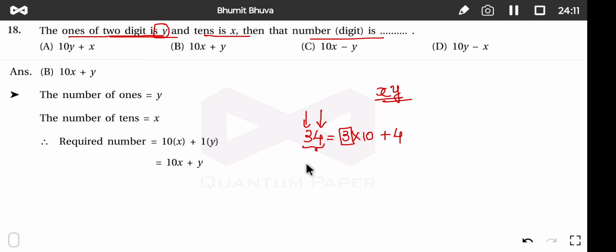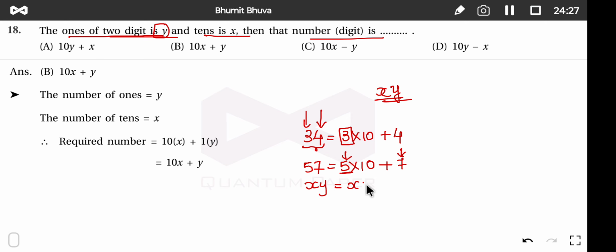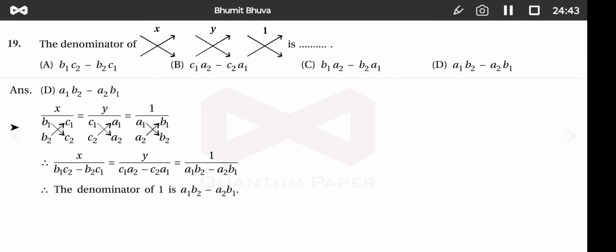So any two digit number we can write down like this. Another example, let's say 57. So 57 we can write down as 5 multiplied by 10 plus 7. So 5 is here tens place and 7 is here unit place. So any two digit number, let's say xy, can be written as x multiplied by 10 plus y. Okay, so here the question is asking the same thing, what is that two digit number? So it is nothing but 10x plus y. The correct answer is 10x plus y. Next question.